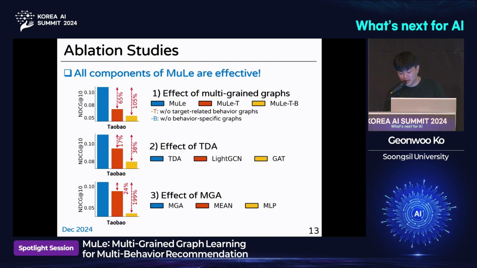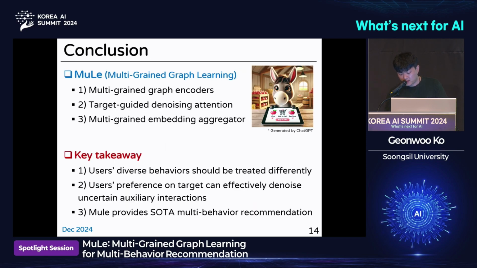Evaluation studies show that all components in our method are effective. Specifically, in the first figure, incorporating the target-related behavior graphs leads to a significant performance improvement. This demonstrates the importance of considering multifaceted relationships. In conclusion, MULE learns multi-grain graphs through 3 effective modules to capture the user's true preference. Thank you for listening.